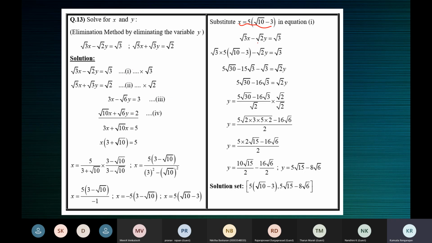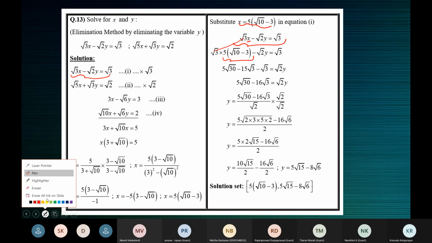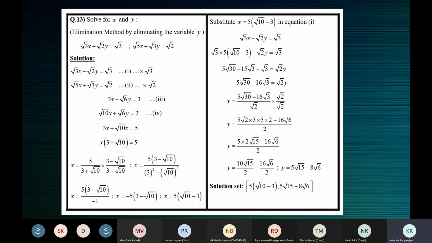So I put it in 1 here in my working. This is the first equation. You can see it here. In place of x, see here this root 3, and in place of x, you can see 5 into root 10 minus 3. Substitute the value of x. Instead of x, 5 into root 10 minus 3. Then this minus root 2y is equal to 3.